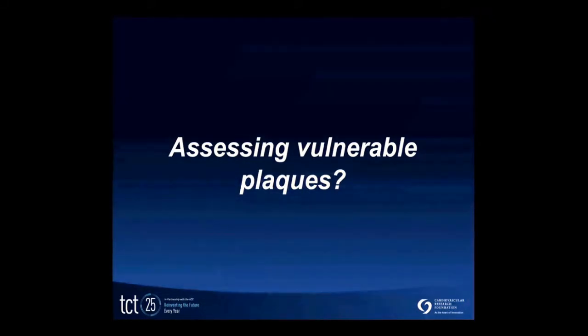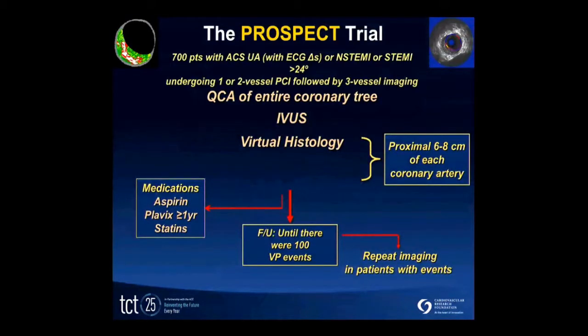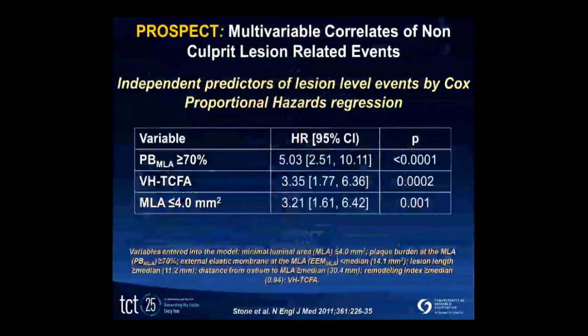Can we assess vulnerable plaques? Well, to date, the best data comes from the Prospect study, and as you all know, it was 700 patients presenting with ACS, mostly non-STEMI and STEMI, who underwent 3-vessel imaging and then follow-up of about 3 years. The imaging predictors of events were a plaque burden more than 70%, a thin cap fibroatheroma by virtual histology, and a lumen area less than 4 square millimeters.